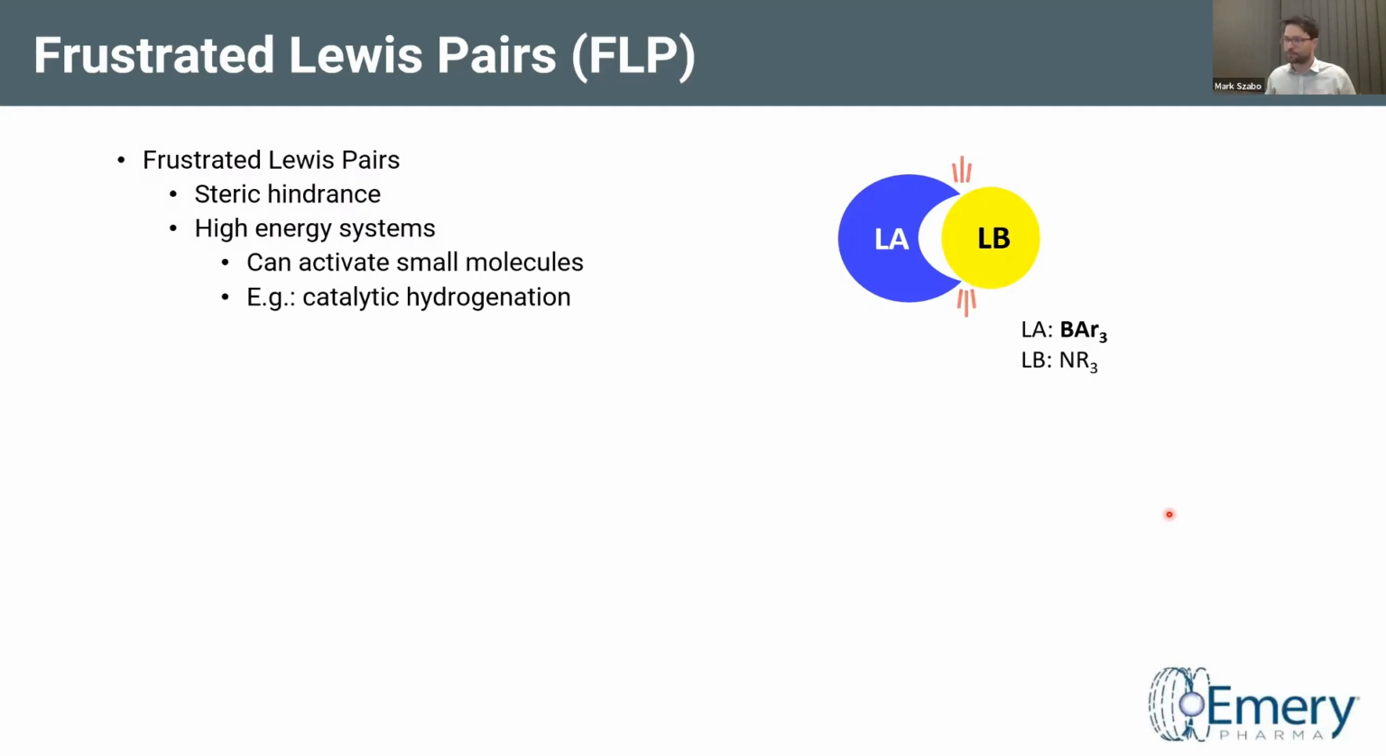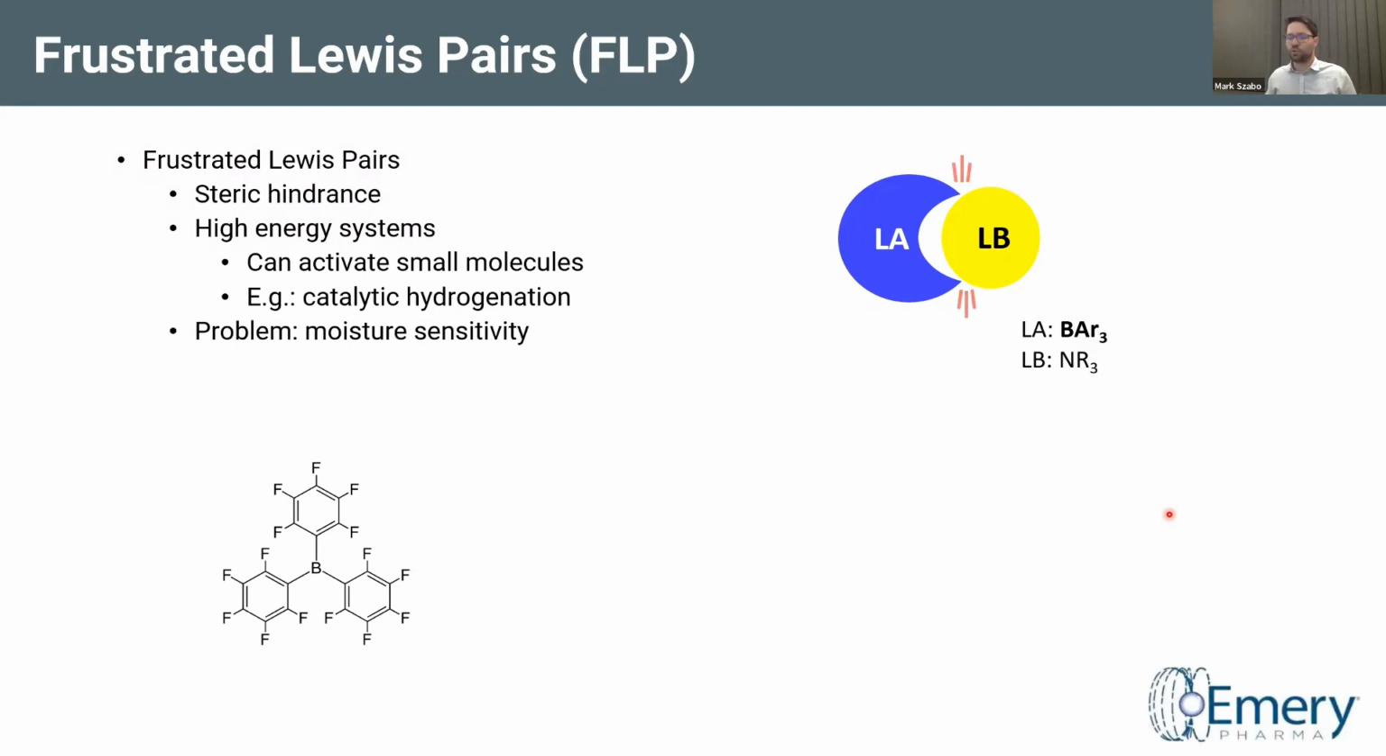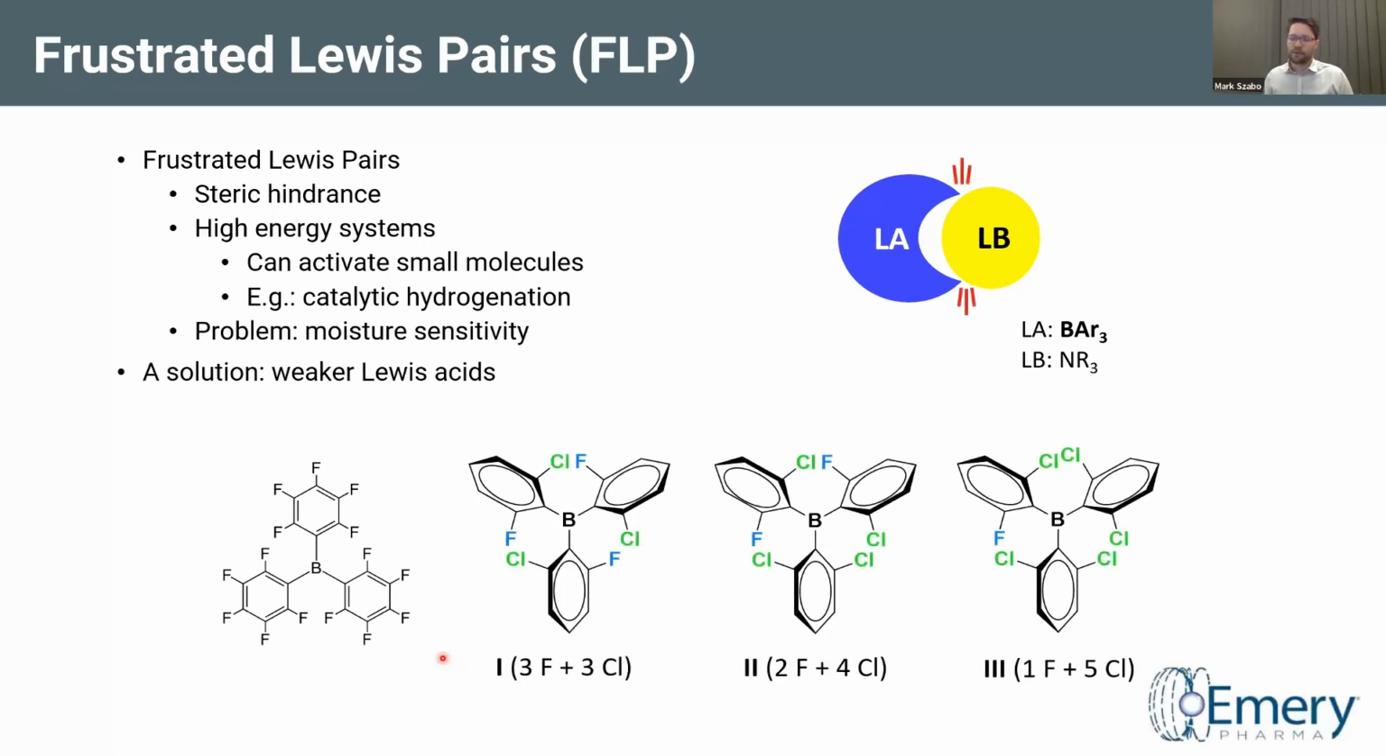meaning that they can be used to activate small molecules and catalyze, for example, hydrogenation reactions. And one well-known Lewis acid, which is used in the field of frustrated Lewis pairs, is tris(pentafluorophenyl)borane. And again, the problem, just like in the former case, is that it's moisture and air sensitive. And our solution, again, was that we should create weaker Lewis acids.